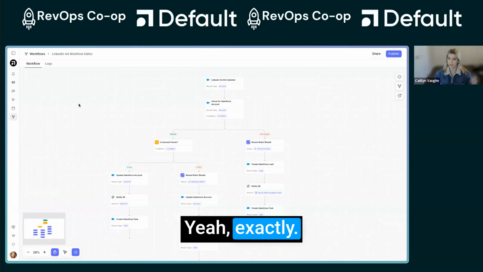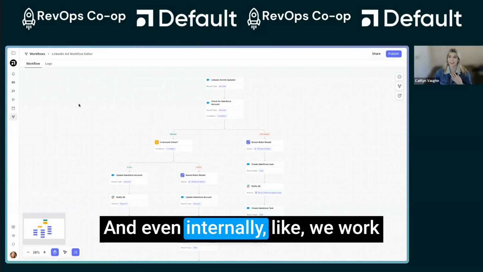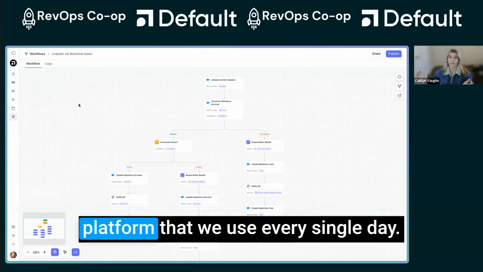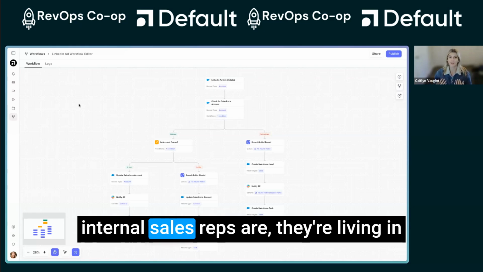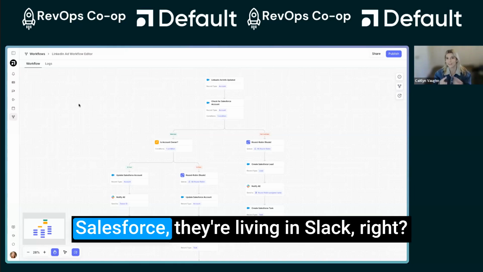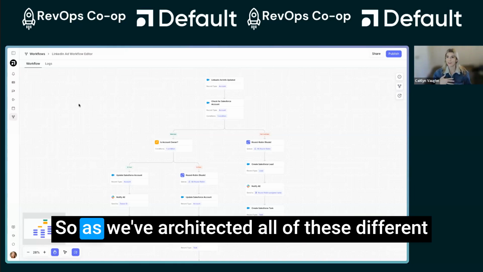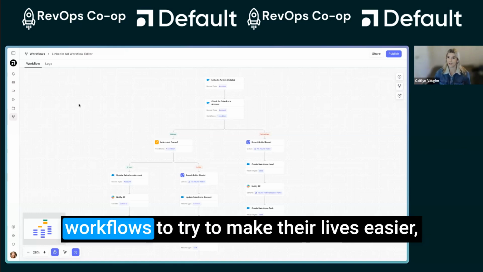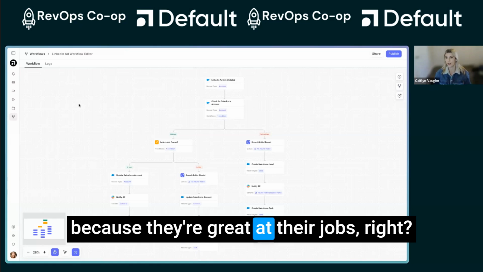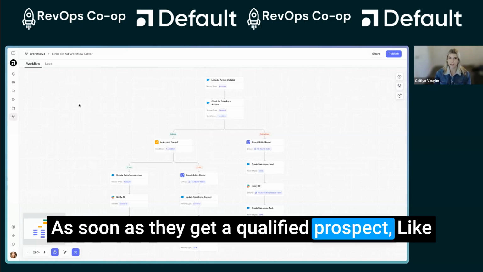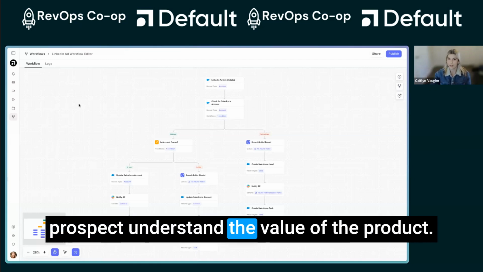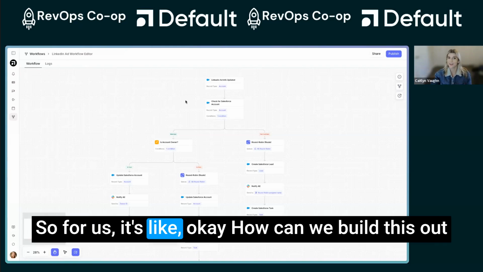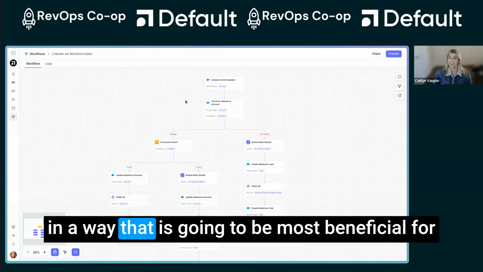Yeah, exactly. You absolutely nailed it. And even internally, we work at Default, and this is our actual platform that we use every single day. We have sales reps, and even our own internal sales reps are living in Salesforce, living in Slack. So as we've architected all of these different workflows to make their lives easier, because they're great at their jobs, as soon as they get a qualified prospect, we can trust that they're going to help the prospect understand the value of the product.